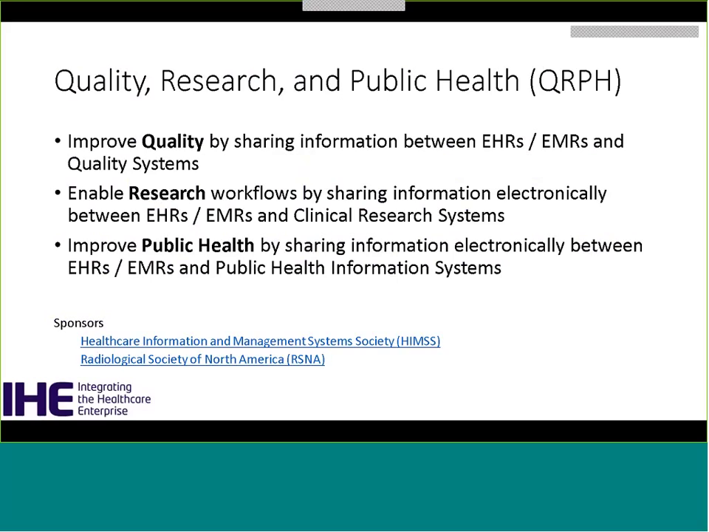So these are the three arms of QRF: Quality, Research, and Public Health. For quality, the purpose is to improve the quality by sharing information between EHRs, EMRs, and quality systems that are in the purview of a quality department externally or jurisdictionally. In the research world, the idea is to enable research workflows by sharing information electronically between the EHRs, EMRs, and clinical research systems. There are several papers and so on, several profiles that help each of these areas. Similarly, in public health, the idea is to improve public health by sharing information electronically between the primary EHRs and EMRs, and the public health information systems that are usually at the public health jurisdictions.